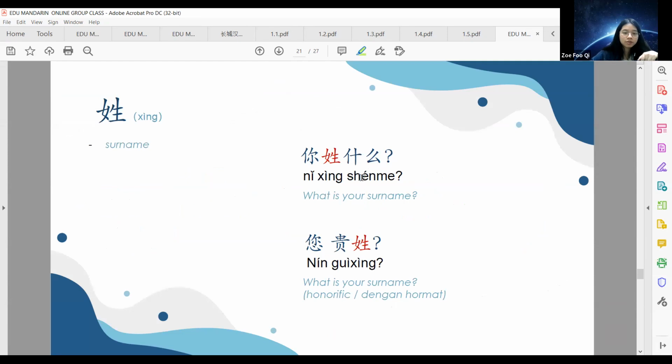Then this one is Xing, which is the surname. So we can ask, what is your surname? 你姓什么? And for this one, 姓 is actually also a verb. 你姓什么. And then another one is 您贵姓, what is your surname? Normally if you want to use 贵姓, then we use 您, because 您 is to ask in a polite way. 您贵姓? 你姓什么? It is okay if you want to put 您姓什么 as well.